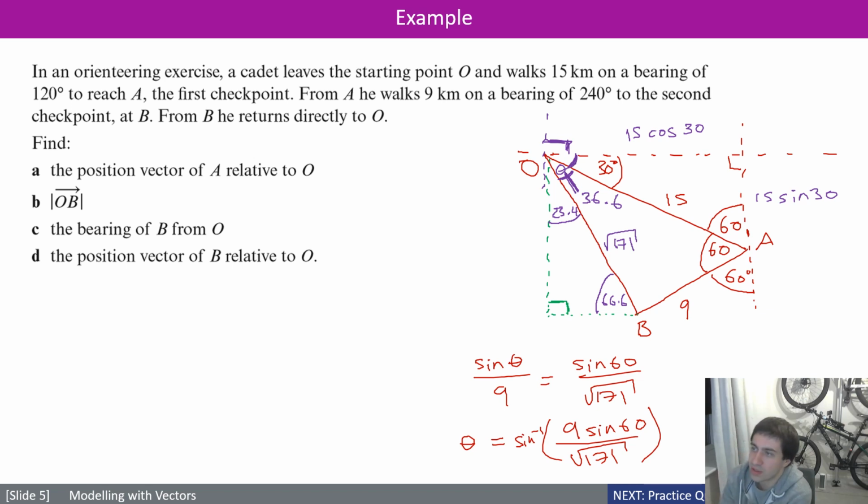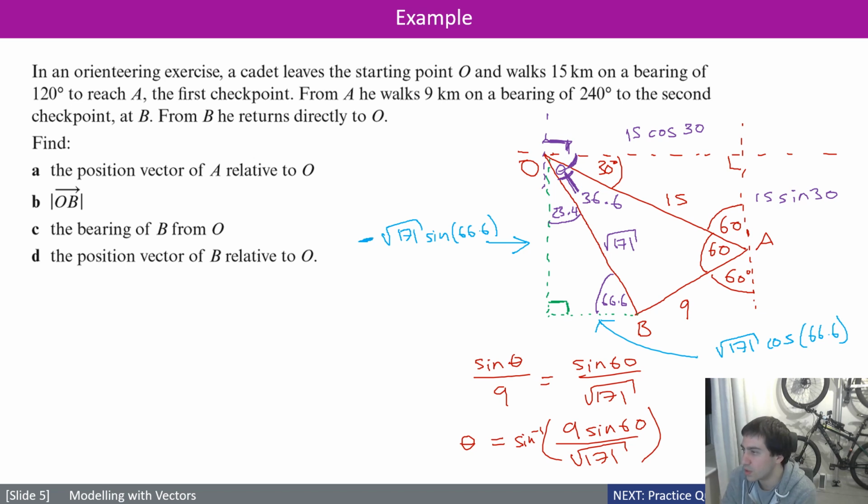But in terms of the principle of how we do this, we're going to do root 171 times cos of 66.6 and root 171 times sine of 66.6, and that will give us our answer. So that distance there is going to be, so that's opposite, so that's root 171 sine of 66.6, and then this green horizontal length there is going to be root 171 cos of 66.6. And then, of course, because it's going from O to B, that first one will be negative because it's going down, but this one over here will be positive because it's going to the right. And that will be your final answer.